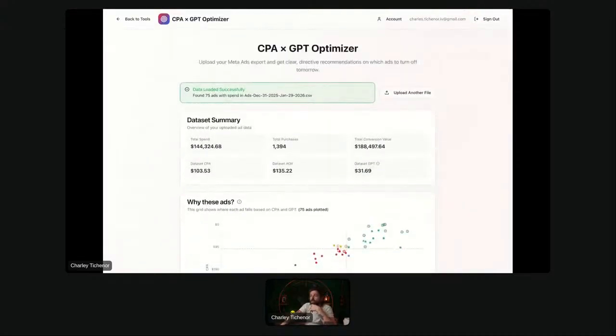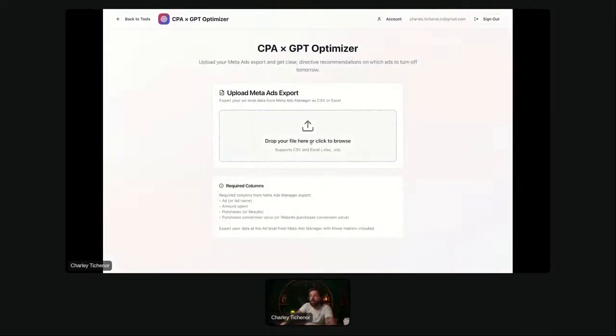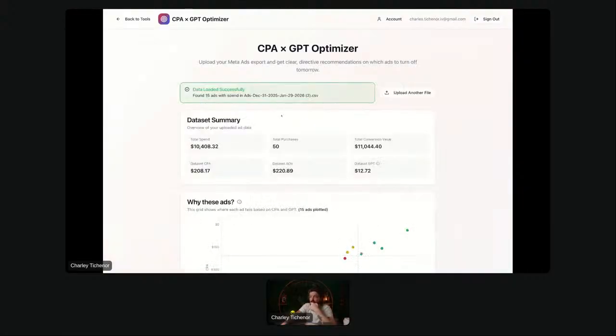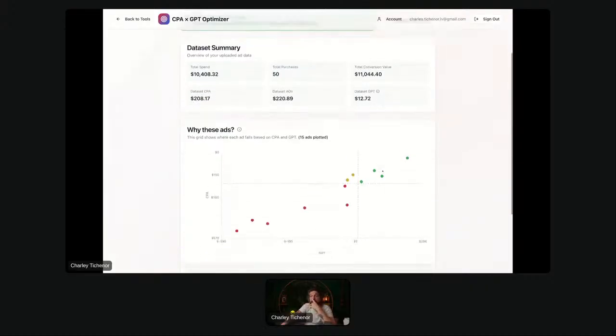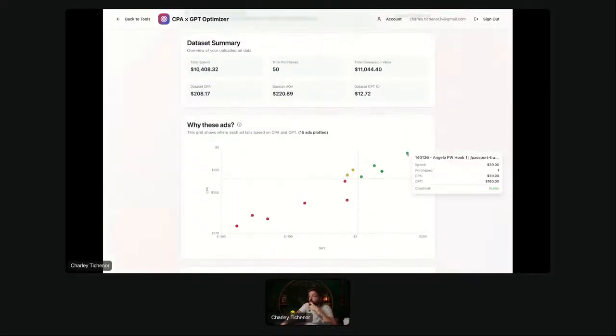I'll give one other example here. Let's go into here. Let's do another ad example. Let's do this one. This is a much smaller data set, only 15 ads, 50 sales, 10,000 in spend, right? Our GPT is only $12 here, right? These are much easier to see, right? This one is terrible, pretty much because there are 4 ads in this range. They're all not doing much, right?